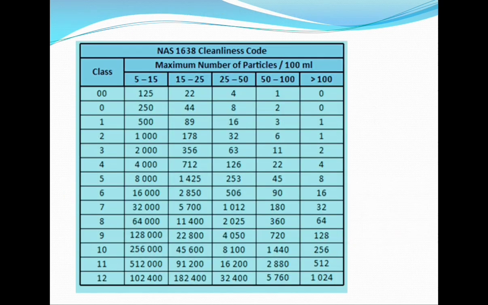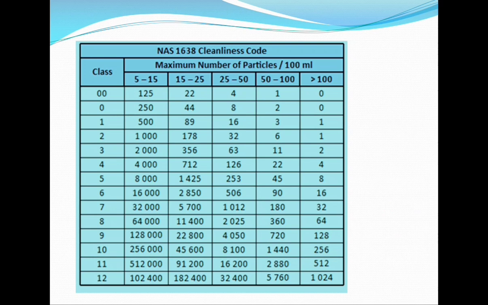So in the next slide you see this is the table. From this table we see the NAS of the contaminated oil from 0 to 12. And from this table you see if 5 to 15 micron particles available are 500, then the NAS will be NAS 1. If it is 1,28,000, then NAS will be 9. Like that, as the contamination size grows, the particle count is also less.